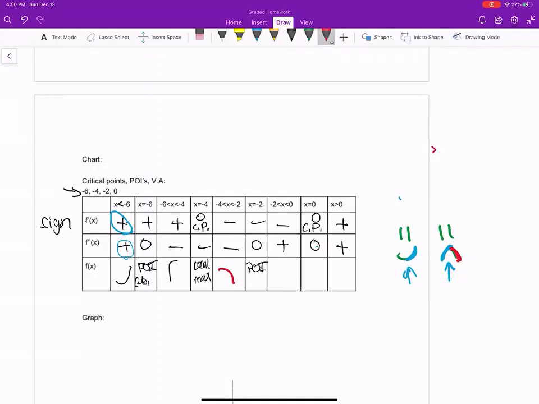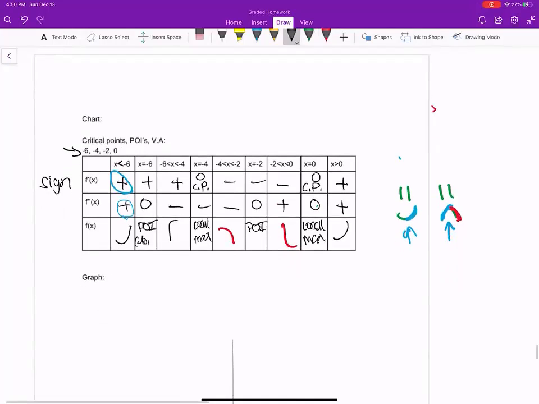If you follow this format, you should get, so that would be like that. This would be like that. This is a local max. And then this one would be like that. Okay. Let's show the graph of it now.